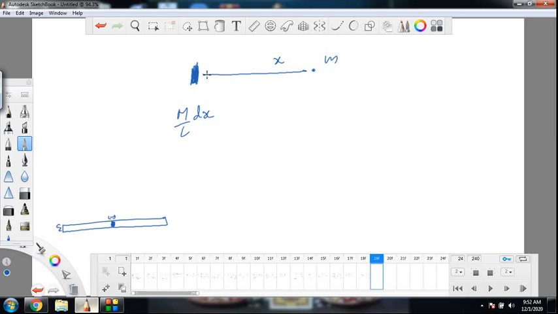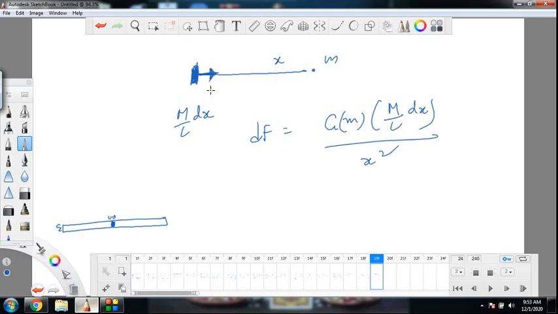So this m is going to attract this point mass with a little force which is given by G times mass of the point mass into mass of the element, G m1 m2 by distance square, and that force will be to the right as shown. This is the force on the point mass of the rod.